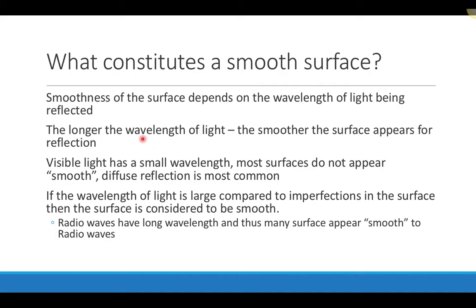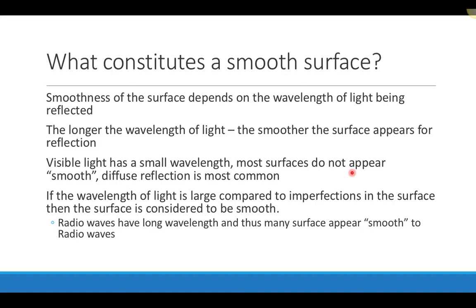And again, when I say light here, I really mean any type of electromagnetic wave. So the longer the wavelength of the electromagnetic wave, the smoother the surface will actually appear upon reflection. Visible light has very, very small wavelengths, so most surfaces do not appear to be smooth. So you get this diffuse reflection.